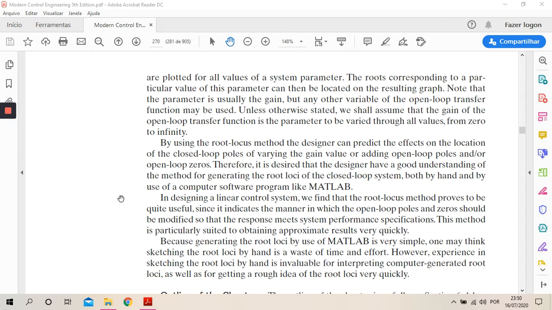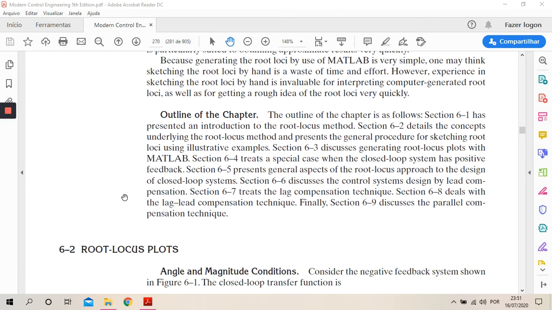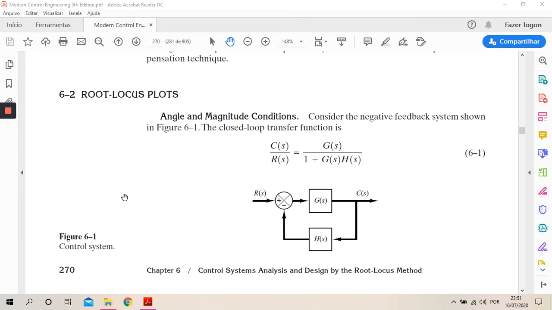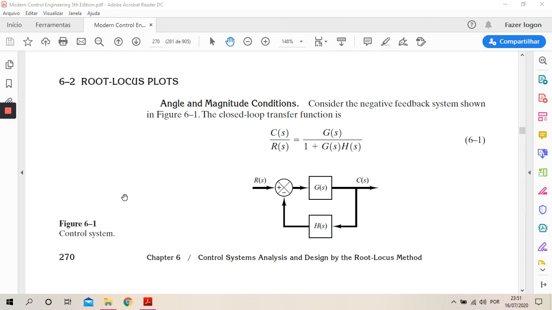Note that the parameter is usually the gain, but any other variable of the open loop transfer function may be used. Unless otherwise stated, we shall assume that the gain of the open loop transfer function is the parameter to be varied through all values from 0 to infinity. Okay, my friends, this is the introduction, the motivation behind the Routh Locus method, and we are going to see some other parameters and concepts before seeing an example.